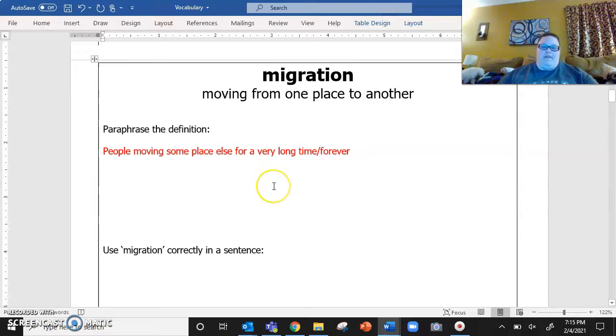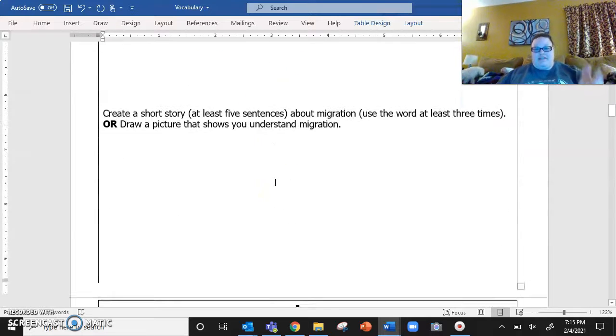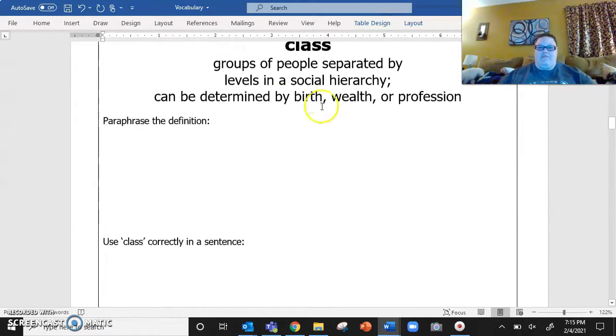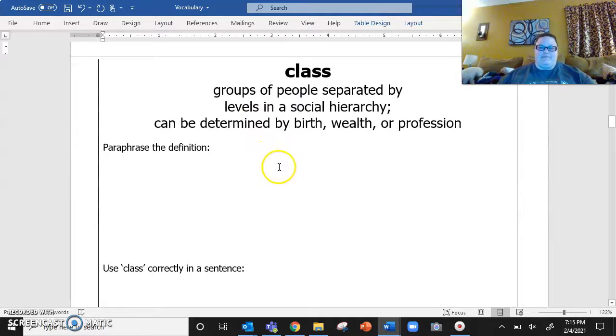Word. Sentence, story slash picture, and then class. I say you say class.